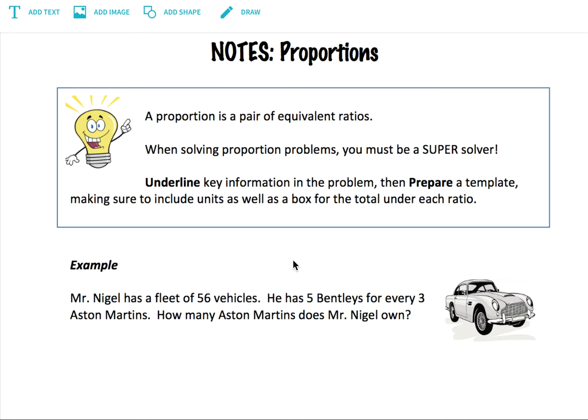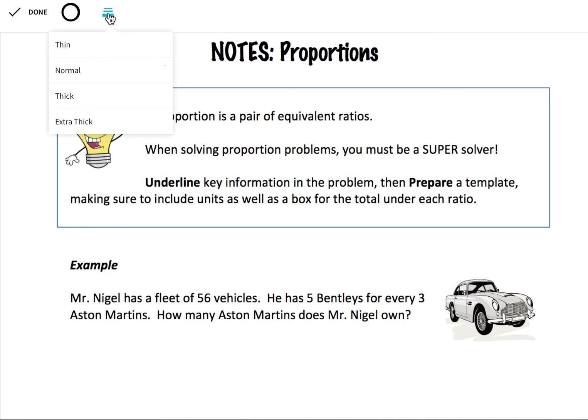The example says Mr. Nigel has a fleet of 56 vehicles. He has 5 Bentleys for every 3 Aston Martins. How many Aston Martins does Mr. Nigel own?